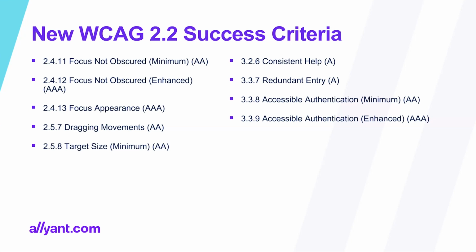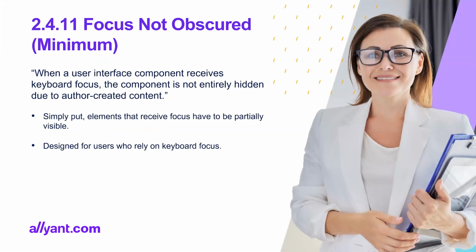The first one here, and again, these are all level A and level AA WCAG requirements, is focus not obscured. You can see the text of the actual WCAG success criteria there. I'm not going to read that out. The moral of the story when it comes to this success criteria is that you don't want to have an element that can receive focus, an actionable element, that is completely obscured by another piece of content.